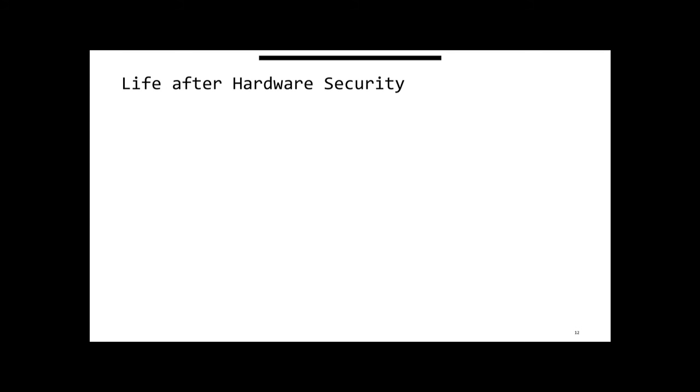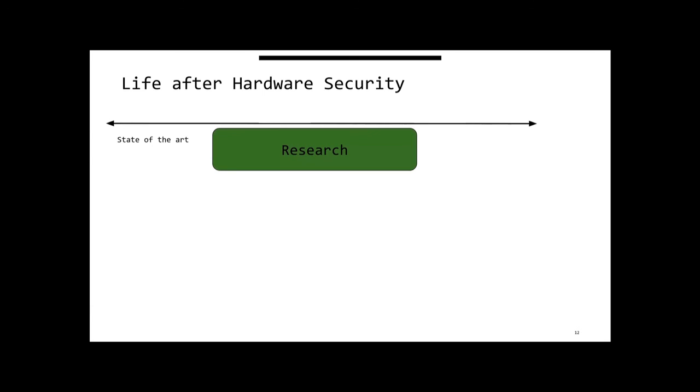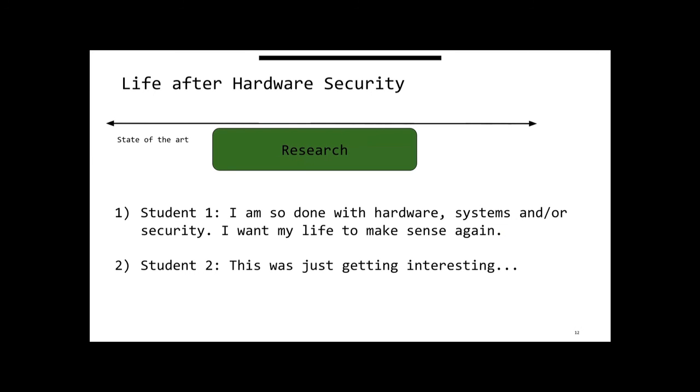And then after this, I have these slides at the end of the course that say, okay, this can be your life after hardware security, right? Because now you know exactly the state of the art, so you can just start doing research if you like. You may be a student who says, I'm so done with hardware and security, I want my life to make sense again, because of the practical nature of this. It's also quite some work for them. And then some other students said this was just getting interesting, right?